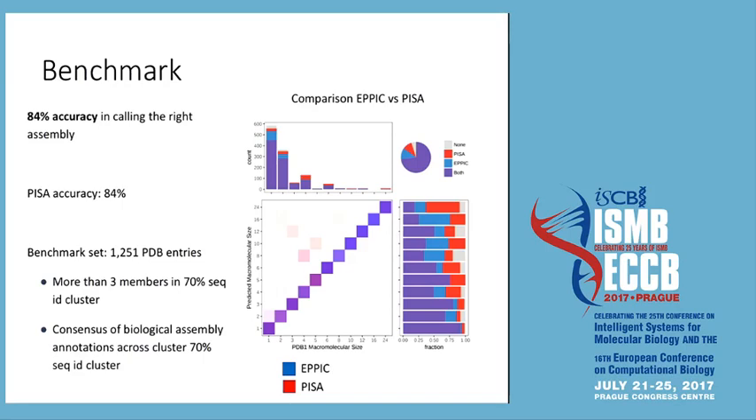this is monomers, dimers, trimers, and so on. You see that across different types there are different kinds of accuracies in both methods. So for instance, in monomers and dimers, this is what both get right, and then there's blue for what EPPIC gets right, and red for what PISA gets right. And then, as you see here, EPPIC gets right more, and then here it's the other way around, so PISA gets right the higher oligomers.